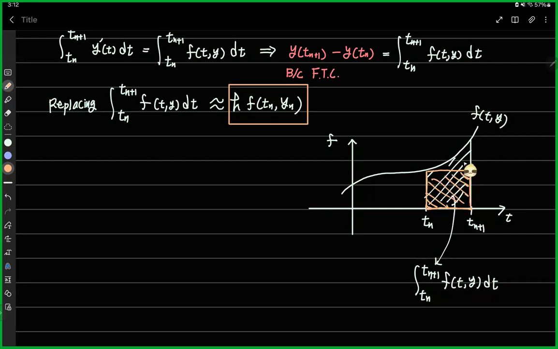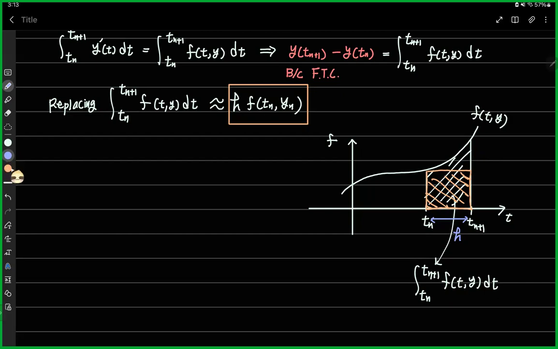I know there is some kind of big gap. So you see clearly there is a difference between the area of the box rectangle and the area of the actual value of that integral. But as h, you see this is h, right? As h approaches zero, that error will decrease.